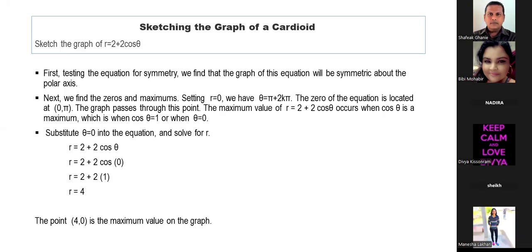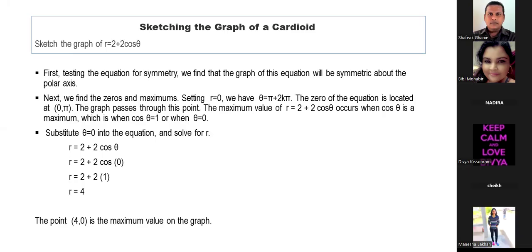And how do we detect the shape? We look at A being 2 here and B being 2. So when we see that A is equal to B, or when we divide A by B, we have 1, 2 into 2 is 1, we know that this equation here produces a cardioid. So these are things that we need to check first.